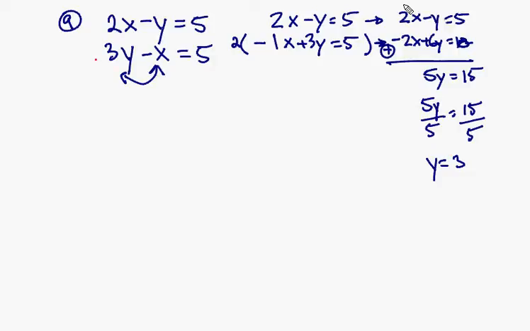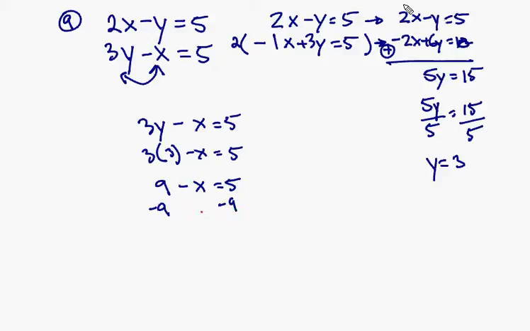Okay? So at this point then, I just have to take one of the original equations and plug 3 into it. So I'm going to take the second one. So I have 3y minus x equals 5. 3 times 3 minus x equals 5. 9 minus x equals 5. So if I subtract 9 from both sides of the equation, I get negative x equals 5 minus 9 is negative 4. So therefore x is equal to 4.